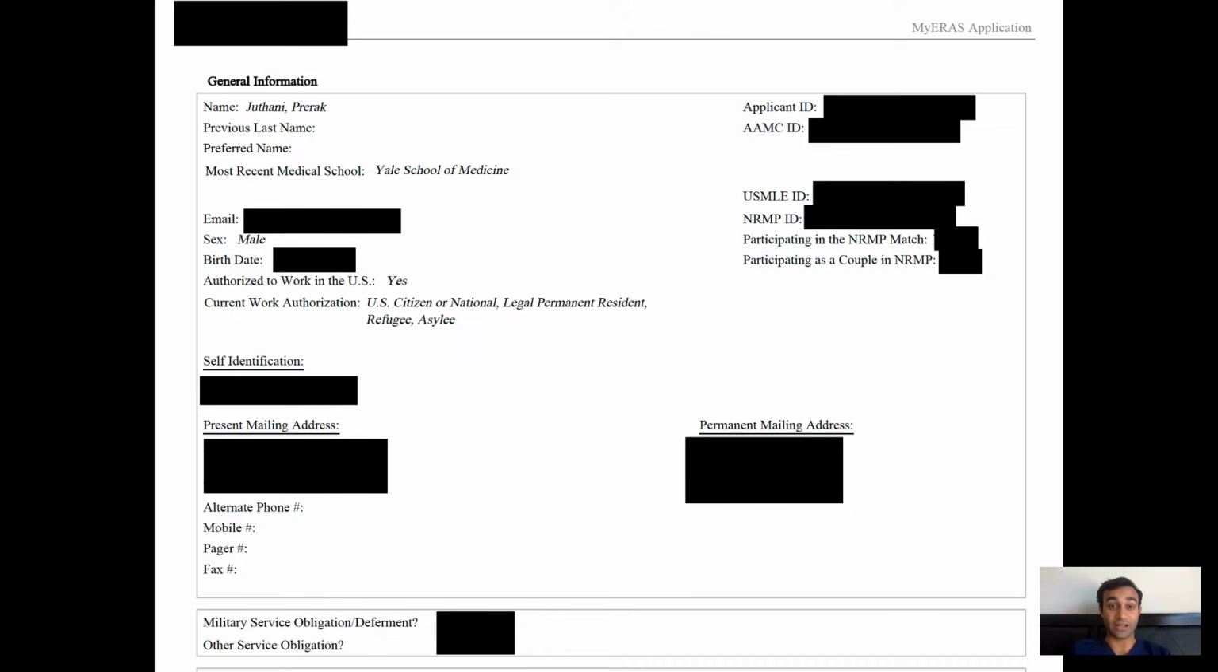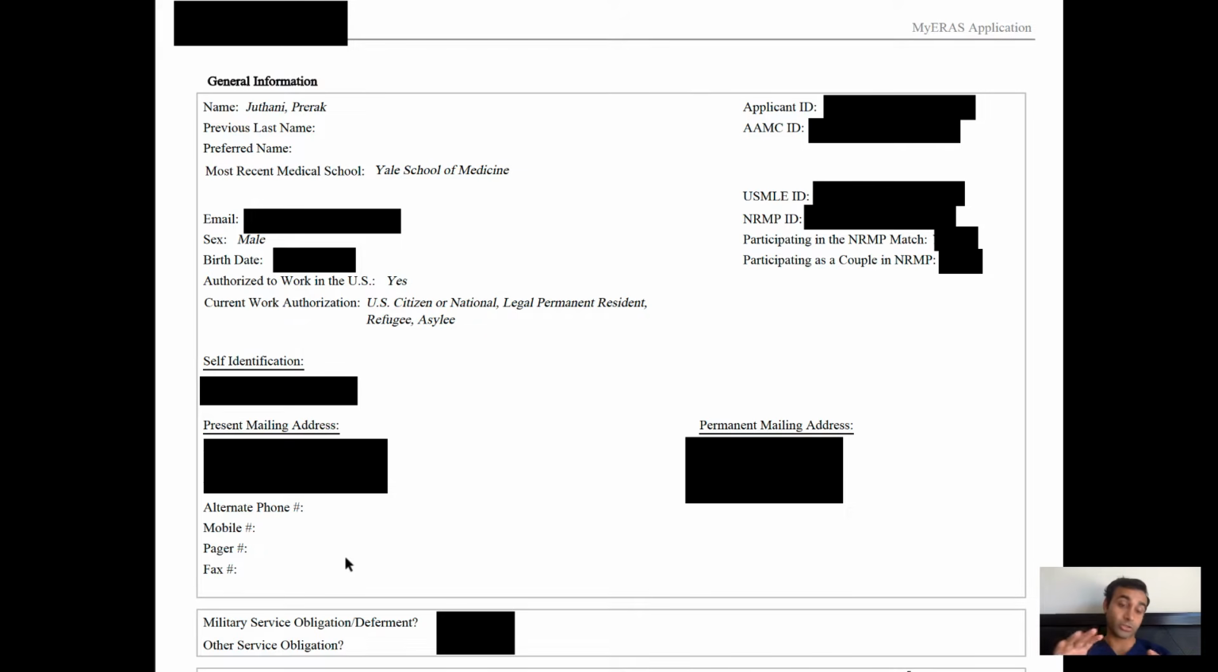This is the first page of the application. This entire application for me is 13 pages long. It will vary in length for people based on how many things they put in, what specialties they're applying to, and how many programs they apply to. The first page is just the general information, including your name, all your application IDs, including your AAMC, USMLE, NRMP, as well as your gender, your citizenship status, and your medical school. They also have your mailing address as well as your phone number.